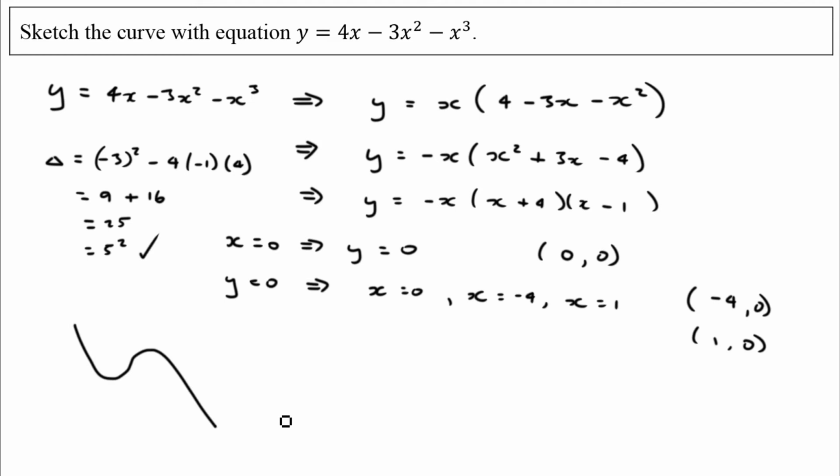Let's put all of that information together. We have our intersection points. We don't have any repeated roots, so this curve will not touch the axis, it will cut through at these 3 points. And because we also know about its general shape because of the coefficient of x cubed, we will have a curve that looks like this.